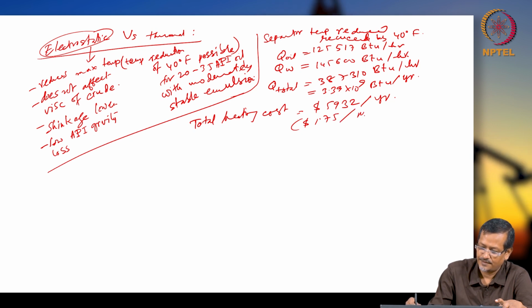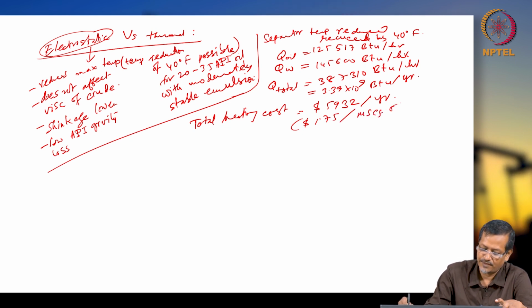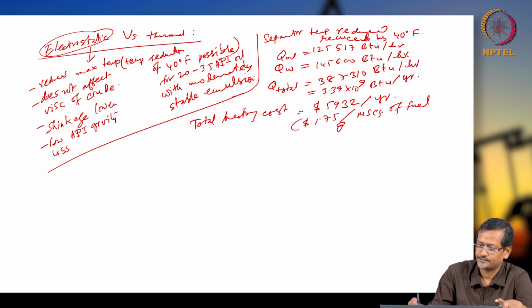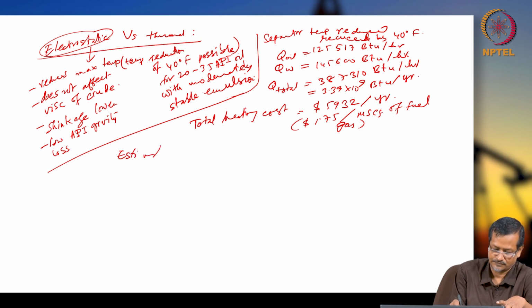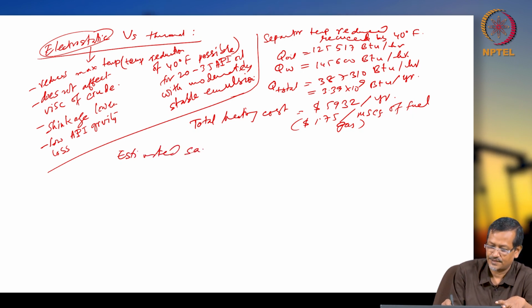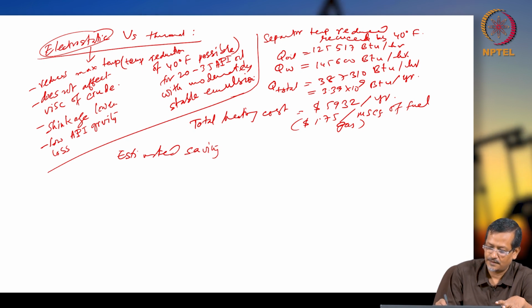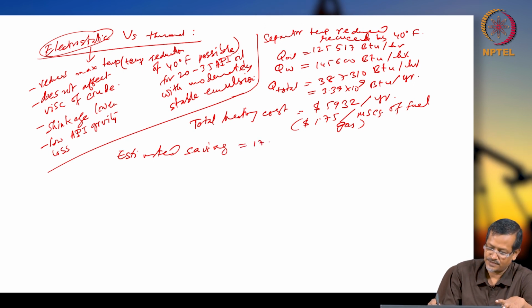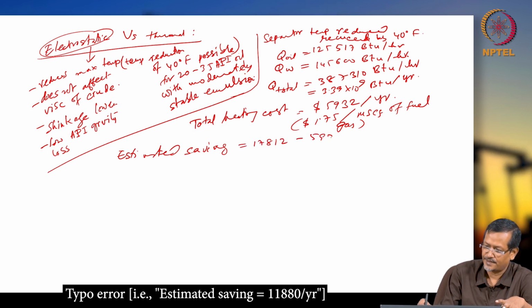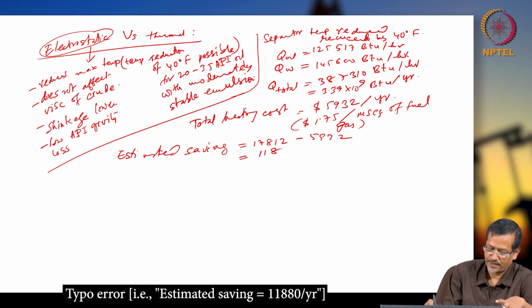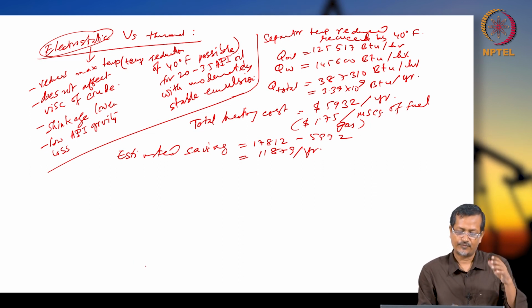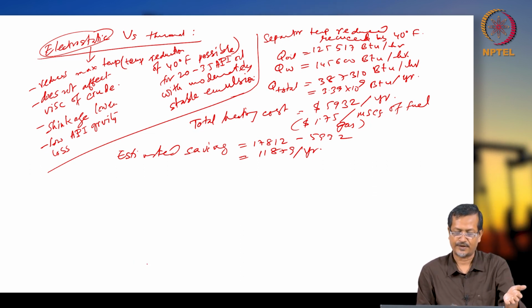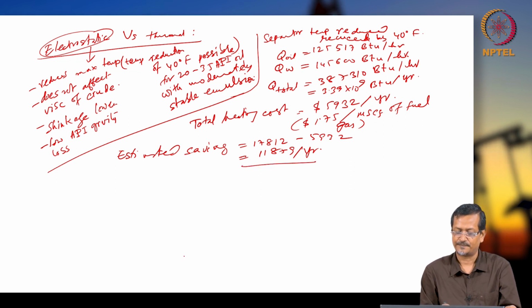Okay, so assuming 1.75 per standard cubic feet of fuel gas, the estimated saving is 17812 minus 5932, so it will be about 11879 per year, because the temperature is reduced. Now, if we calculate the shrinkage and other parameters also, then this saving will be even higher.